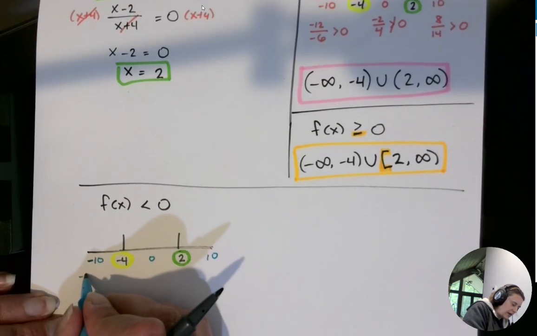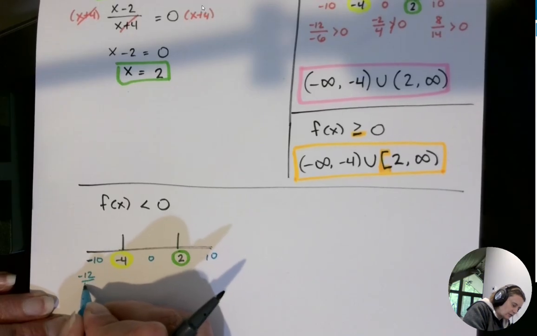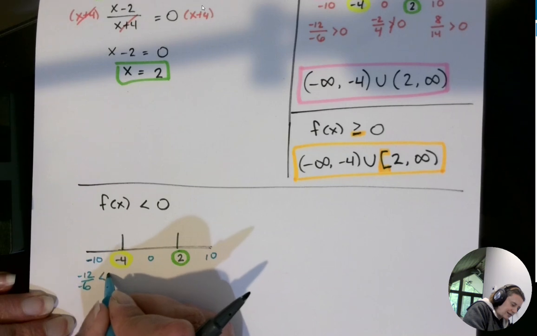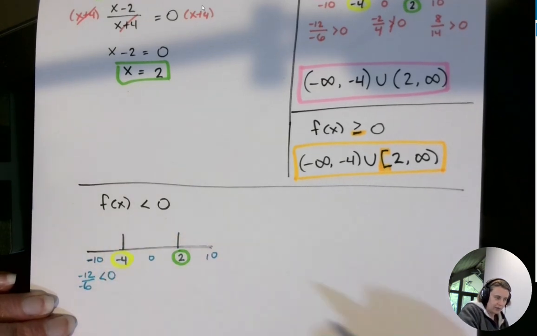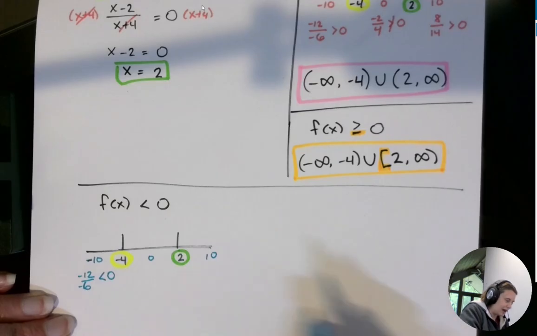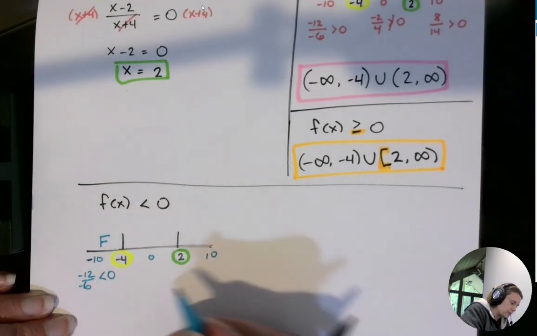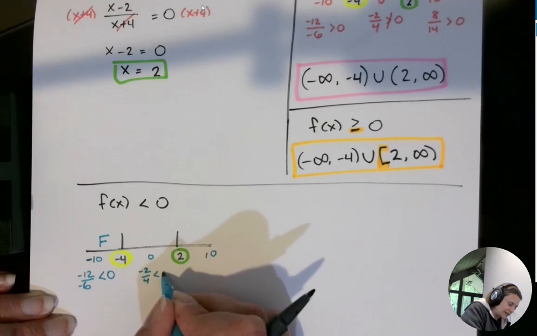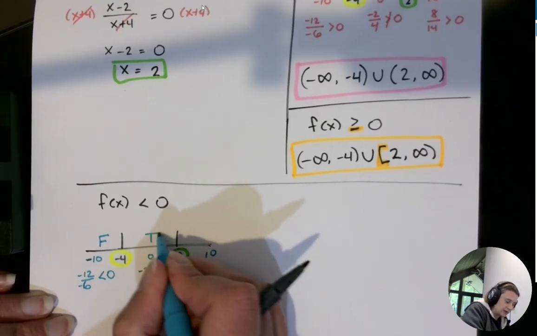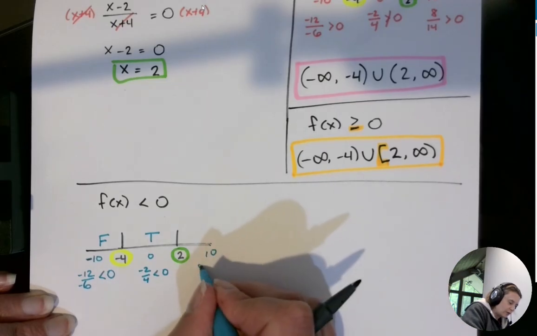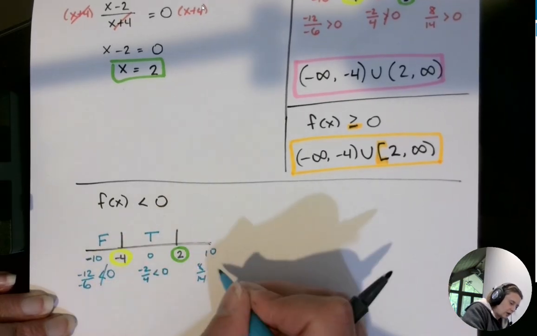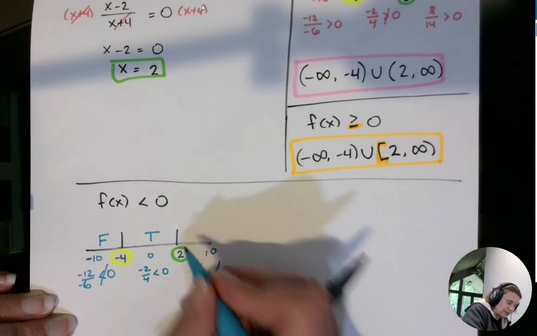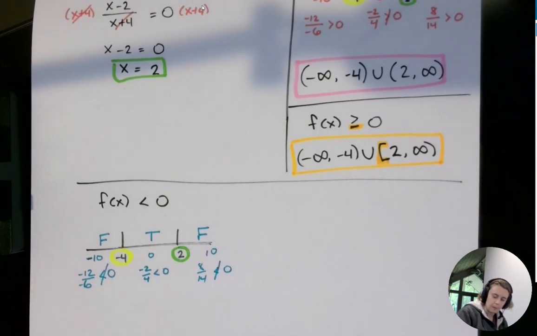This would have been negative 12 over negative 6 again. This time I want to know if that is less than 0. 2 negatives make that a positive. A positive number is not less than 0, so we would have gotten false. For 0, we would have gotten negative 2/4, and we want to know if this is less than 0. It's negative, so yes, it's less than 0. And then for our 8/14, we want to know if that's less than 0, and 8/14 is positive, so no, it's not less than 0, so that's false.